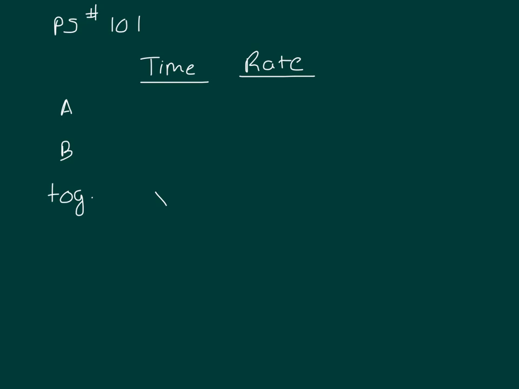So together, they work X hours. Working alone at its constant rate, machine A produces 800 nails in Y hours. And we're trying to figure out how long it takes machine B to make 800 nails working alone. So I'm going to call that Z.